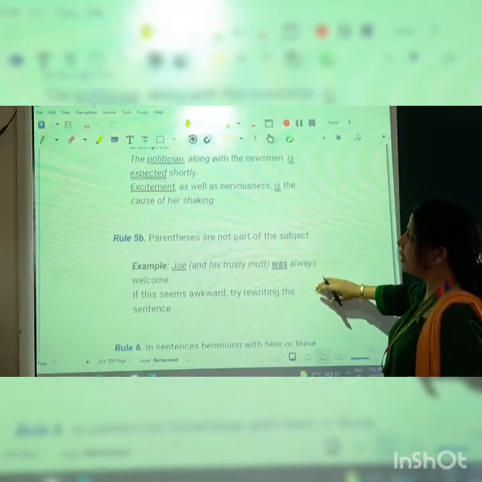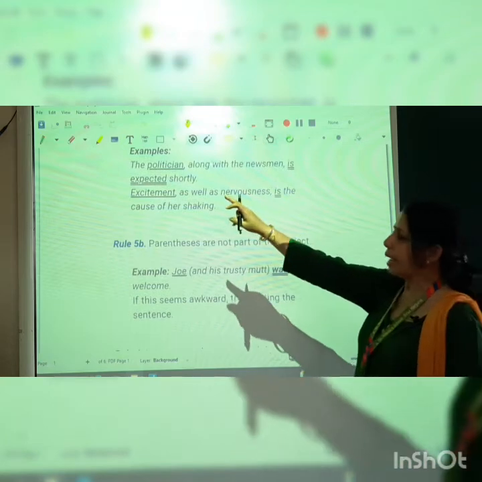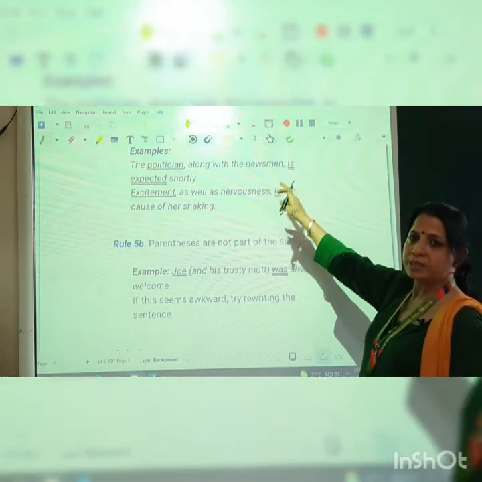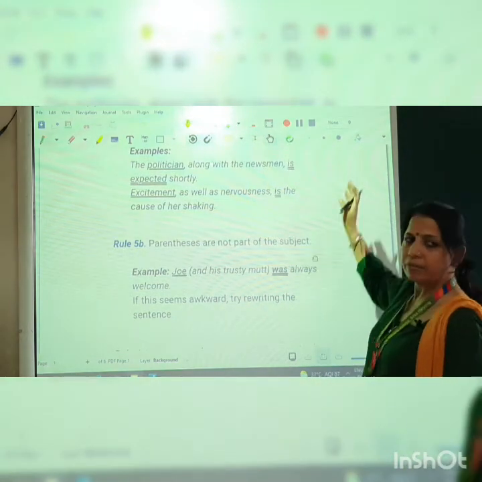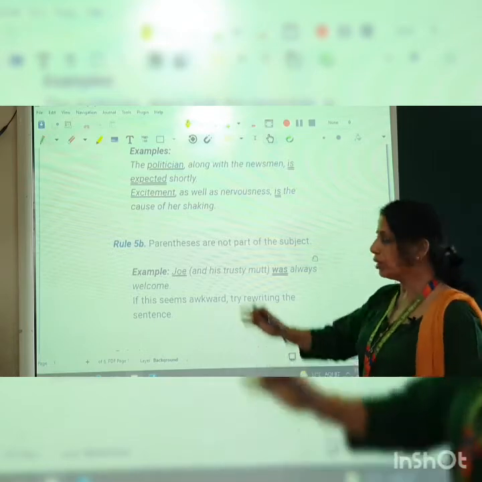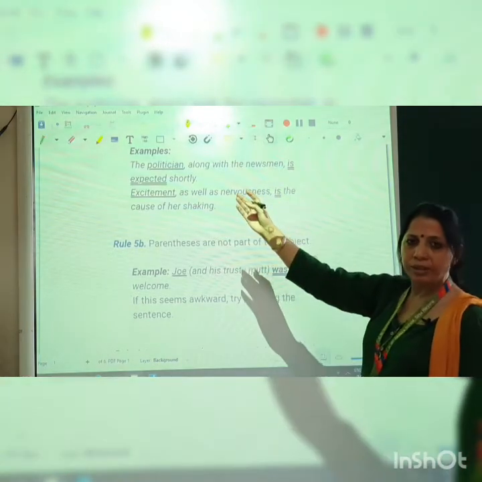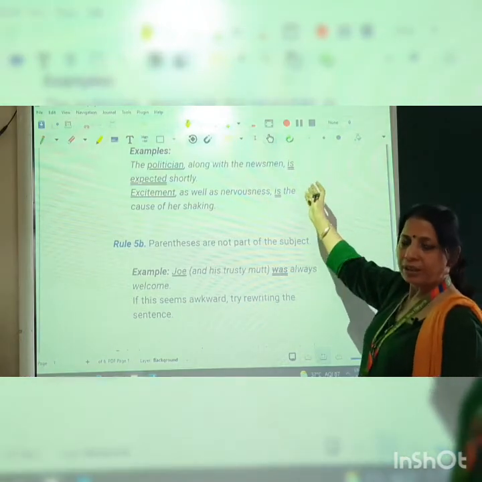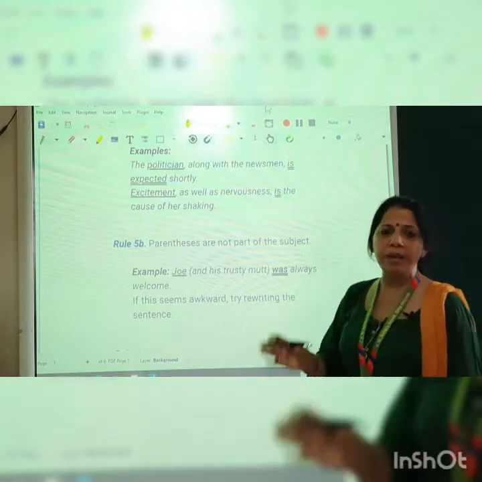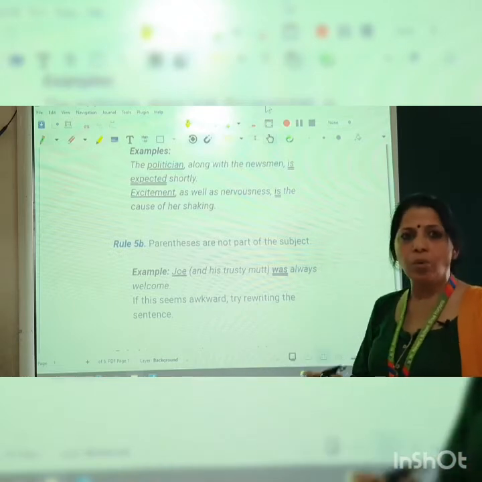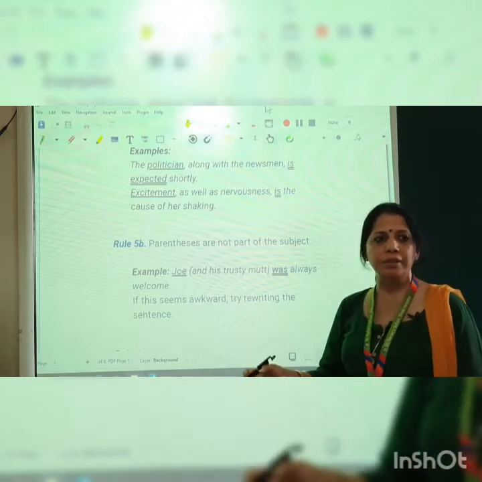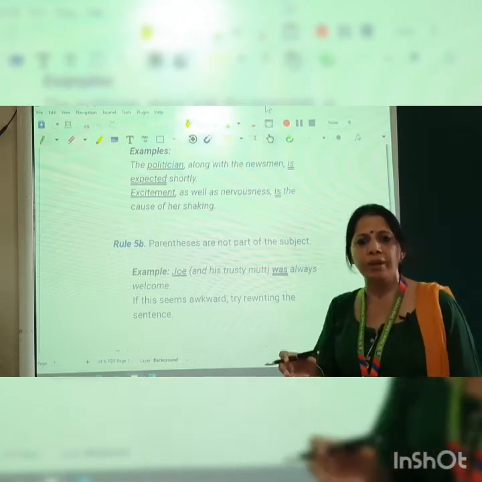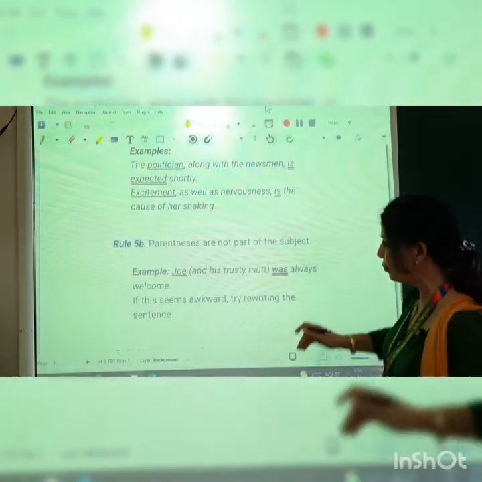I can give you one more example of this. The captain, along with his team members, was invited to the party. The captain is actually a singular person, so you will take "was invited." If I say it the other way, the team members along with the captain were invited to the party, then that time it will be "were invited," not "was."